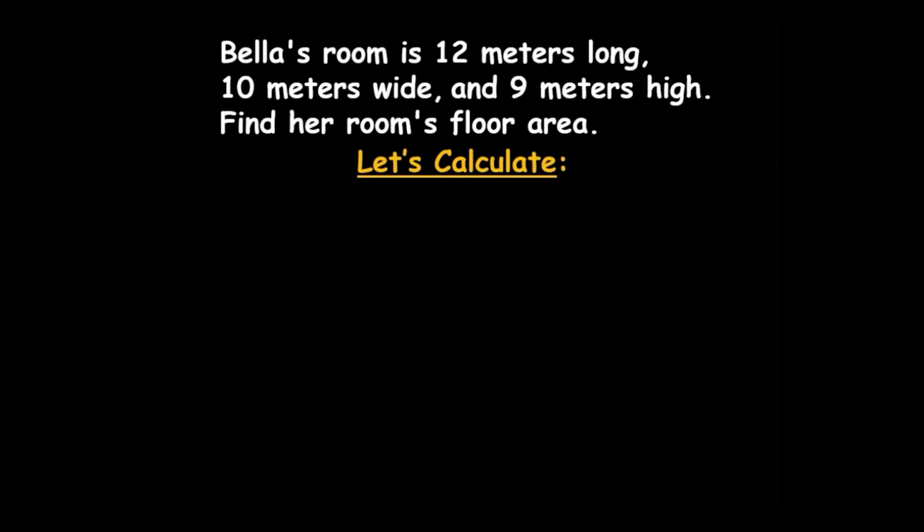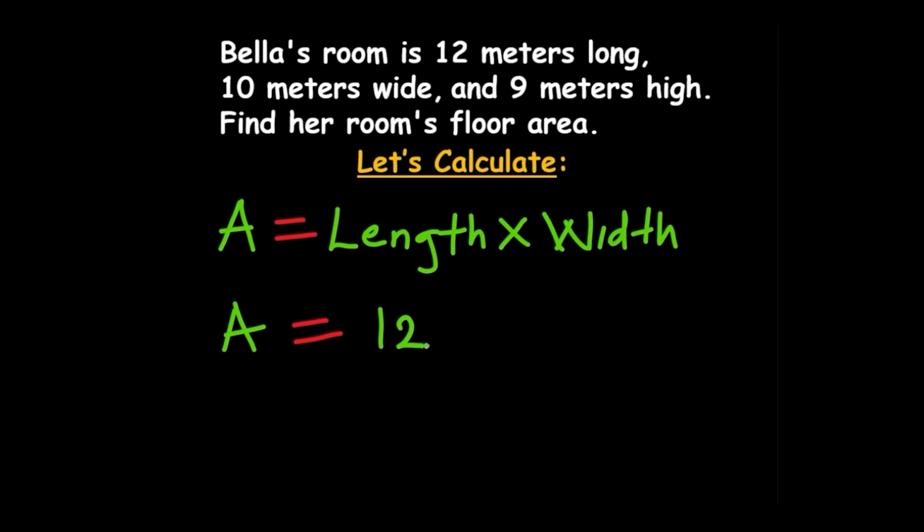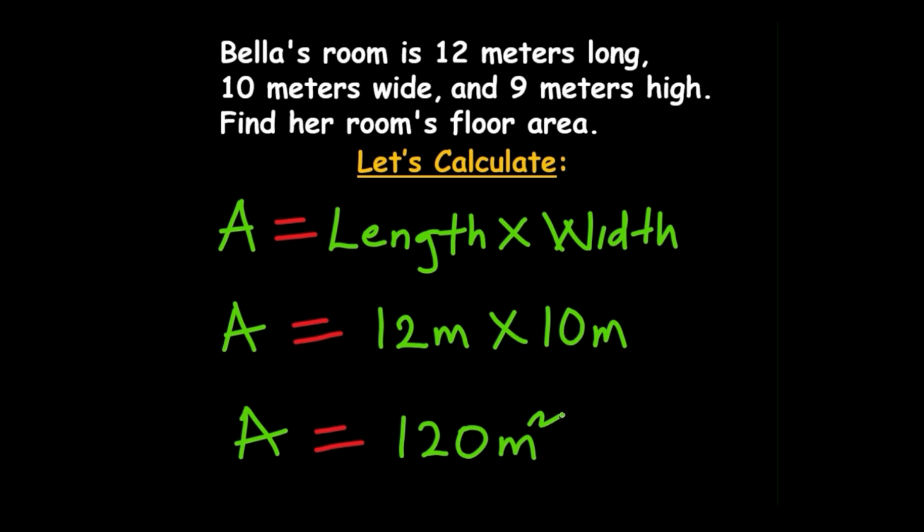We're asked to find the floor area of Bella's room. So we only need the length and the width. Floor area, A, equals length times width. A equals 12 meters times 10 meters. A equals 120 square meters. Floor area of Bella's room is 120 square meters.